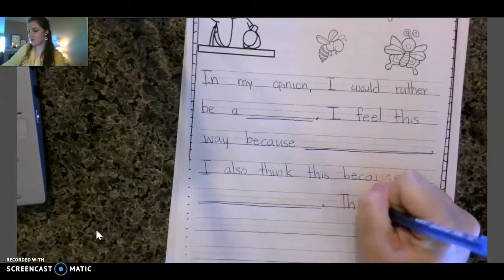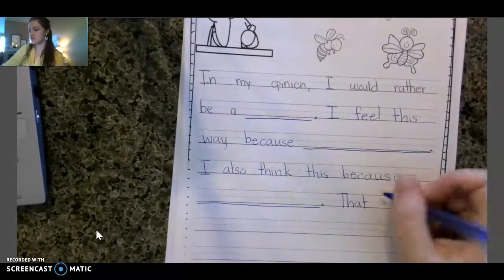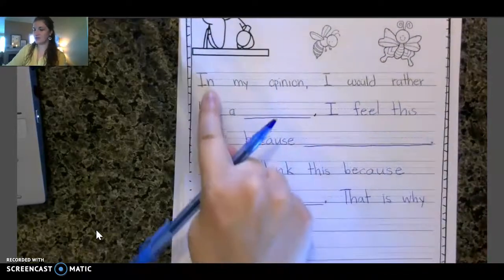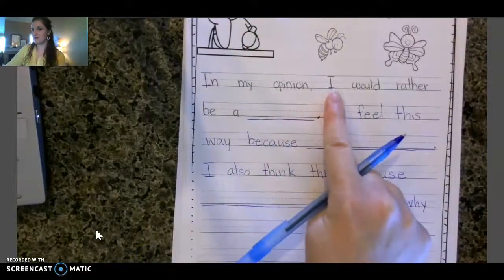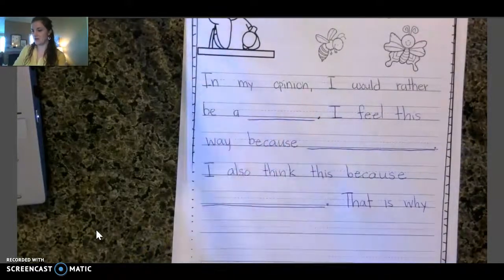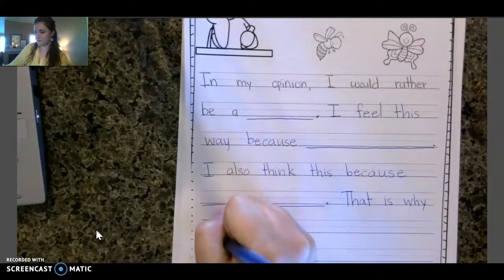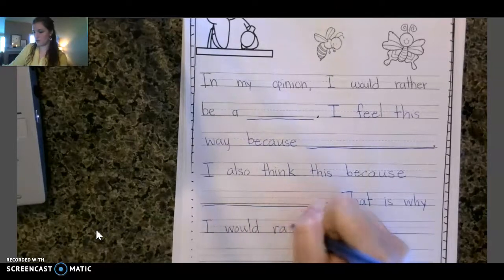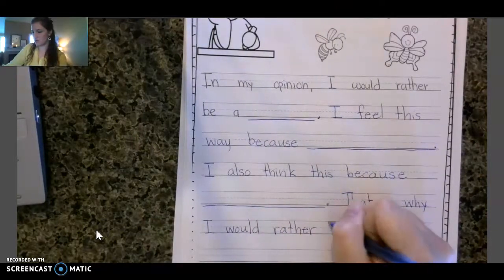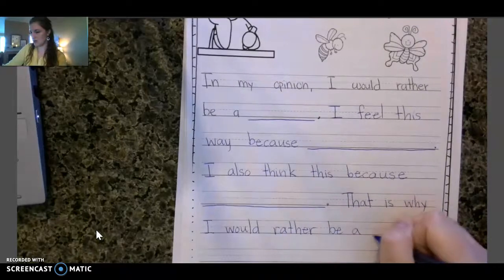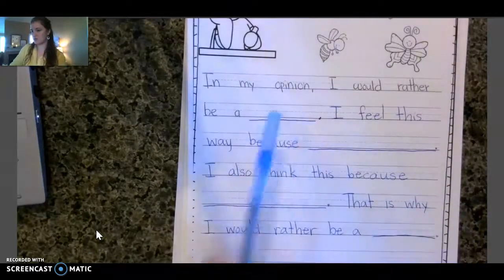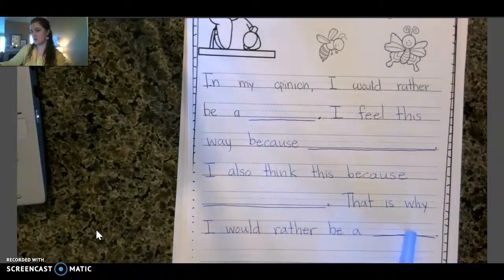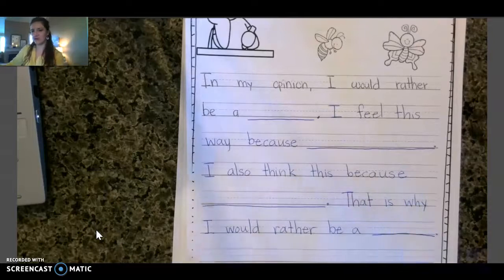Okay, but again, we used a slightly different phrase here. So that is why, instead of in my opinion, and then we copy this. I would rather be a blank. And that should be the same answer that you had before. A bee, then you put bee here. A butterfly, then you put butterfly here.